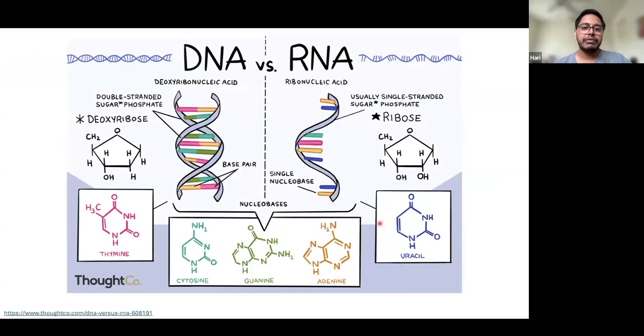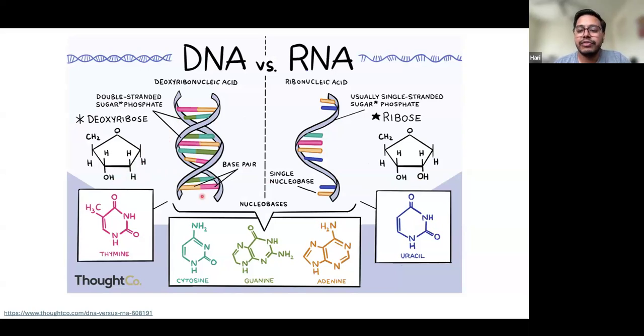So what is the difference between DNA and RNA? DNA is a double-stranded molecule. The DNA stands for deoxyribonucleic acid. So if you see the difference between the sugar molecule in the DNA and RNA, it is the presence of the OH group here, and there's no OH here. That's why this is called the deoxyribonucleic acid.